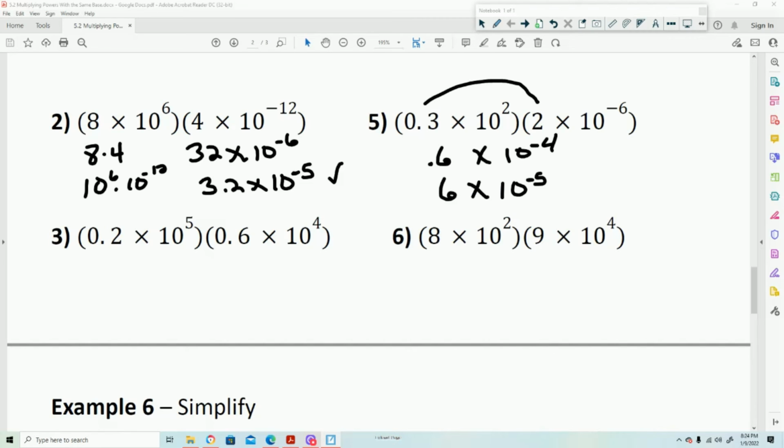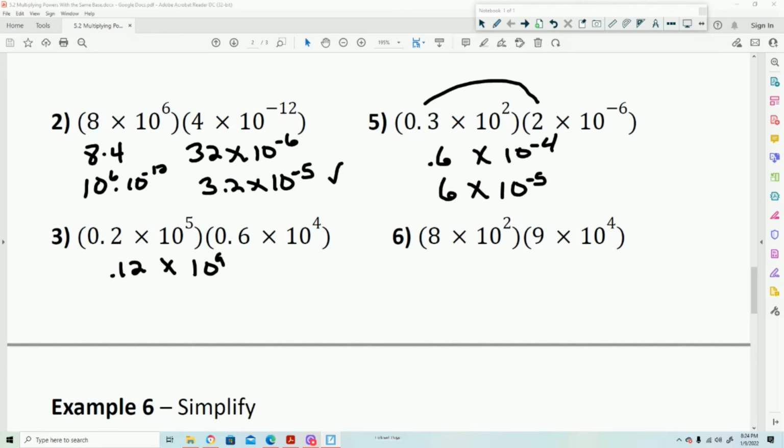Okay, let's look at this. 0.6 and 0.2, well, that is going to be 0.12. Okay, 0.12. And then we have 10 to the 5th times 10 to the 4th, which is 10 to the 9th. We have to fix this.